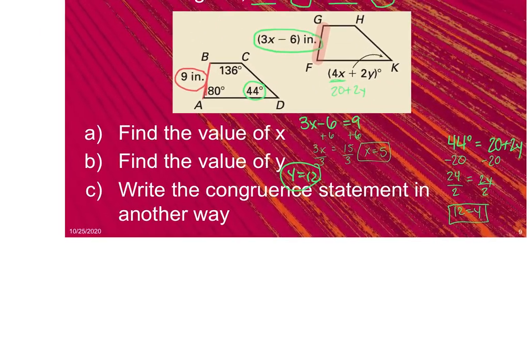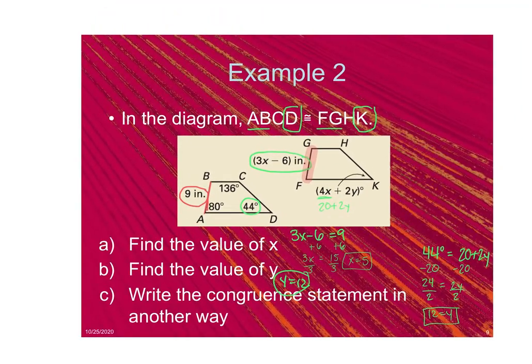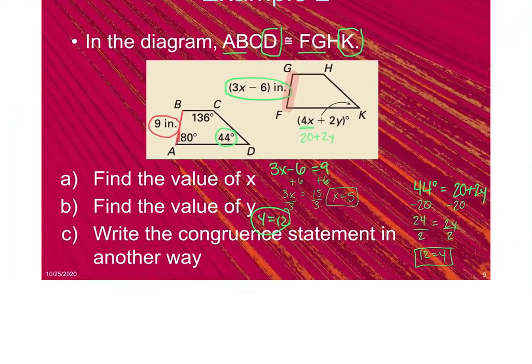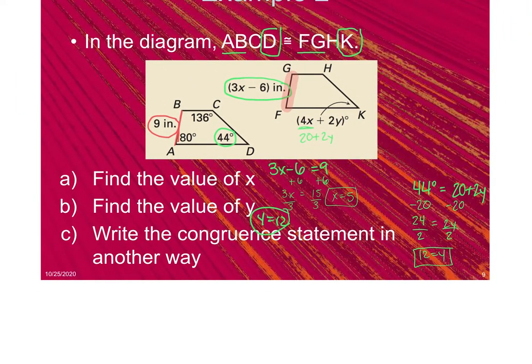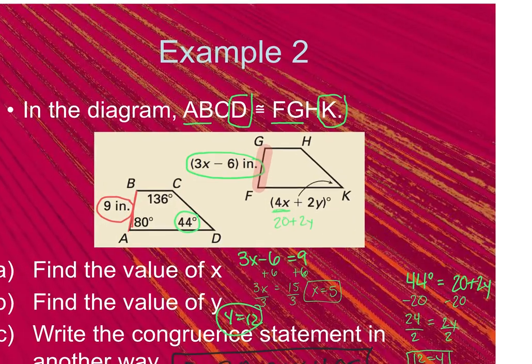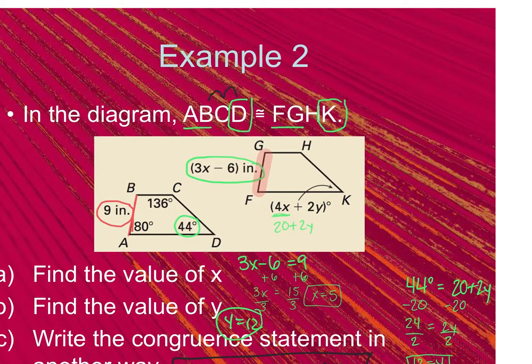And then it says write the congruent statement in another way. Well, let's just reorganize it. So let's write it as DCBA is congruent to KHGF. All I did was I reversed the order. I wrote it in the opposite way. I started with D, went to C, went to B, went to A, and I started with K, went to H, went to G, and went to F, okay?